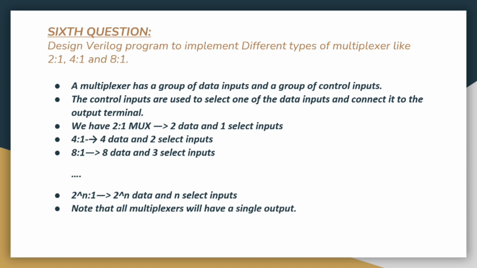We have a 2:1 multiplexer where we will have two data inputs and one select input. A 4:1 will have four data inputs and two select inputs. An 8:1 will have eight data inputs and three select inputs, and so on up to 2 to the power n is to 1, where we will have 2 to the power n data inputs and n select inputs. Note that all multiplexers will have a single output.